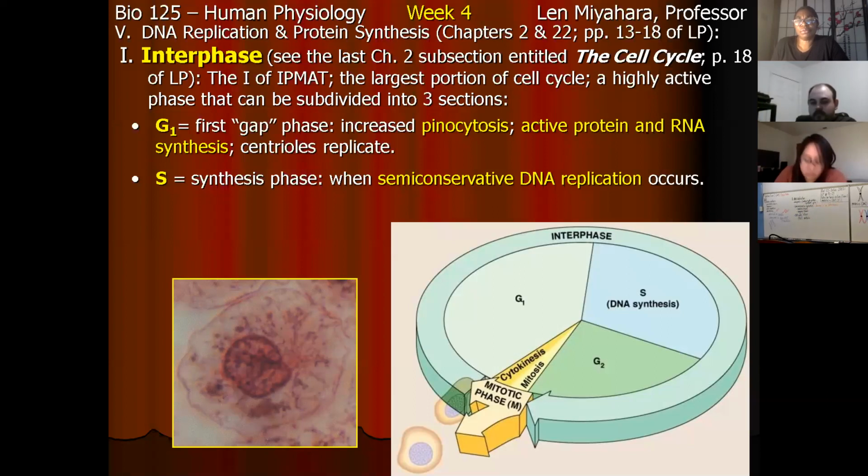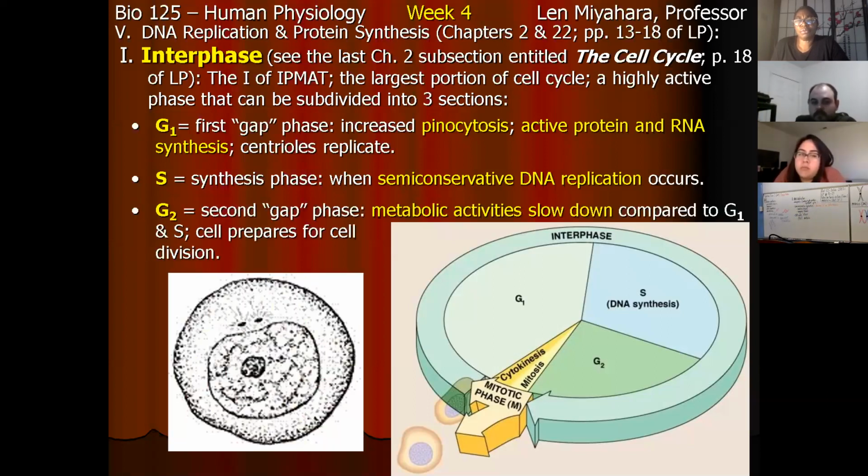Okay. And then G2 is the second gap phase. This is where the cells are getting pretty big. Other metabolic activities start to slow down because they're already big. And the cell is just preparing to go into the next cell division. Now, different cells divide at different rates. The rate of IPMAT is very different from cell to cell. Any questions on interphase?